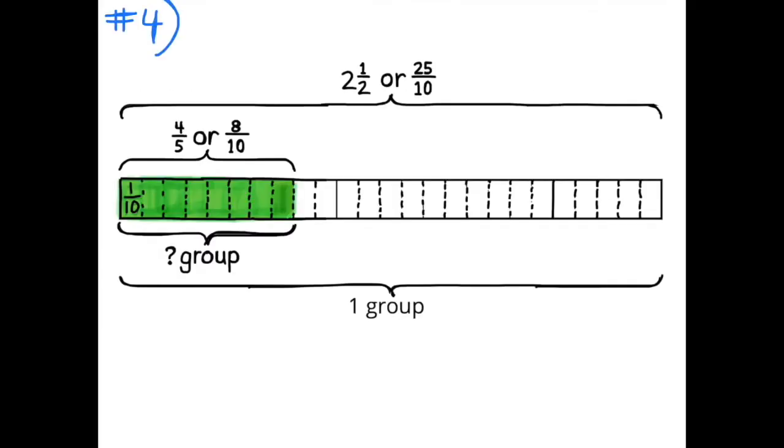Number 4. Draw a tape diagram to represent and answer the question. What fraction of 2.5 is 4/5? This entire tape diagram represents 2.5, which is equivalent to 25/10. The shaded section represents 8/10, which is equivalent to 4/5.